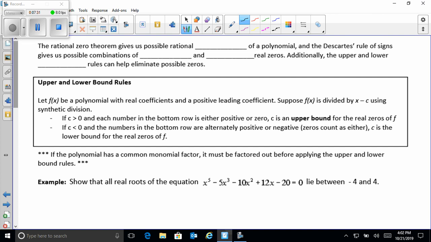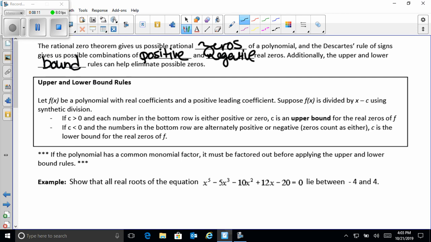Now, the 2 theorems we looked at in the front: the rational zero theorem gives us our possible rational zeros, and then Descartes' rule of signs gives us our possible combination of positive and negative real zeros. We can also use something called the upper and lower bound rules. This rule tells us that if something is an upper bound, we can't have solutions above that, or if it's a lower bound, we can't have solutions below that.